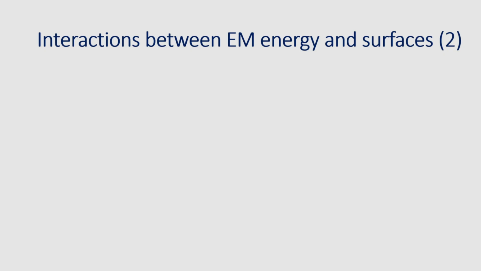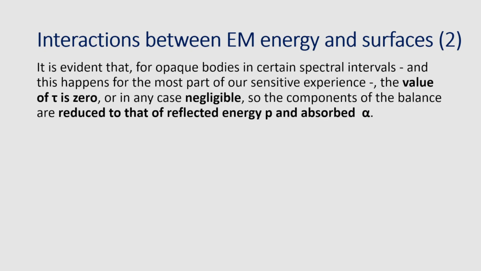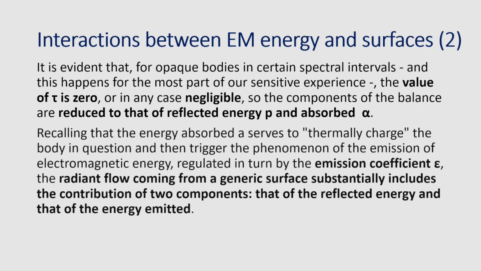Interactions between EM energy and surfaces. 2. It is evident that, for opaque bodies in certain spectral intervals, and this happens for the most part of our sensitive experience, the value of τ is 0, or in any case negligible, so the components of the balance are reduced to that of reflected energy ρ and absorbed α. Recalling that the energy absorbed serves to thermally charge the body in question and then trigger the phenomenon of the emission of electromagnetic energy, regulated in turn by the emission coefficient, the radiant flow coming from a generic surface substantially includes the contribution of two components, that of the reflected energy and that of the energy emitted.